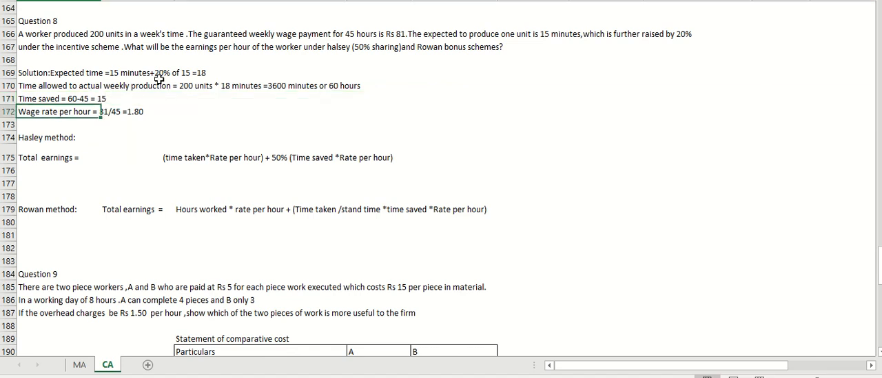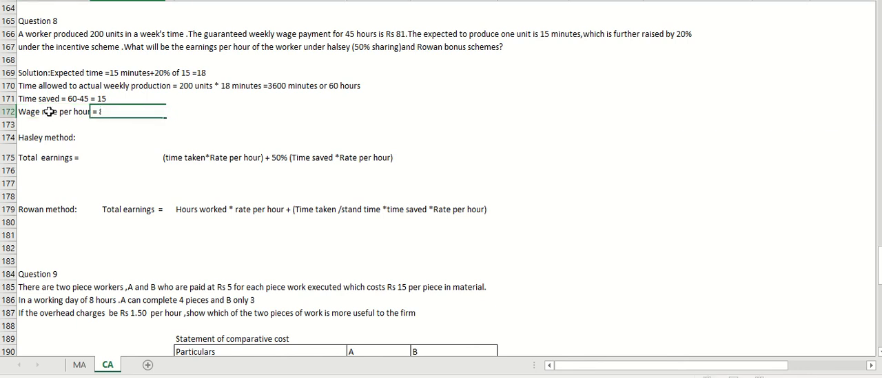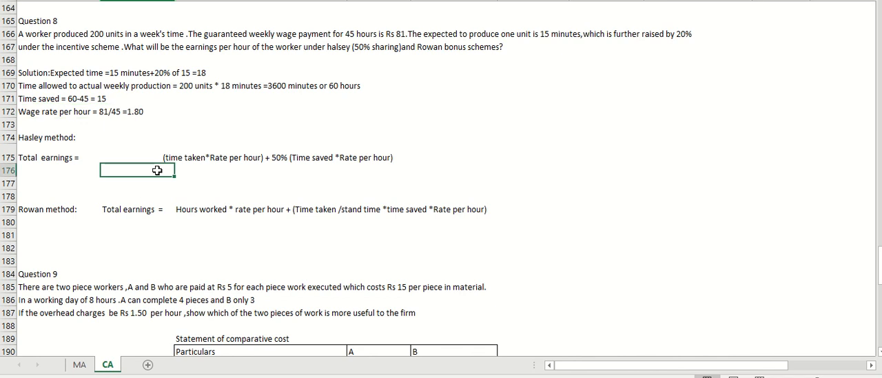Now if we see wages, they have given the total, which is 81 rupees for 45 hours, but we need the wage calculation per hour. So 81 rupees divided by 45 hours, which we get 1.80 per hour. So this 1.80 is the rate per hour for our total earnings calculation. Now we'll calculate the total earnings under the Halsey method and the Rowan method.